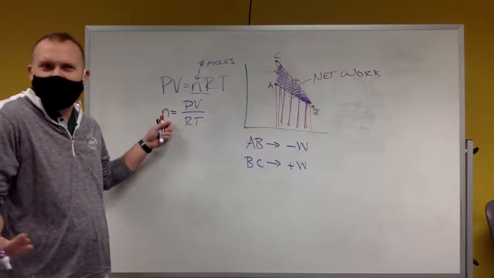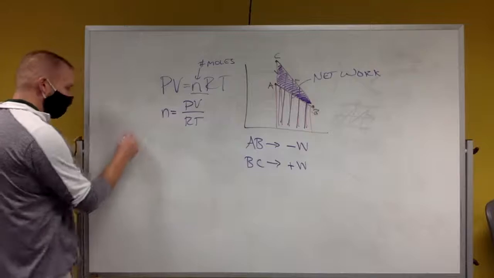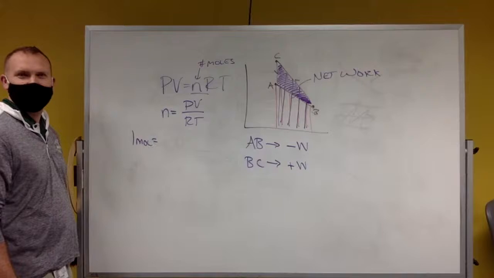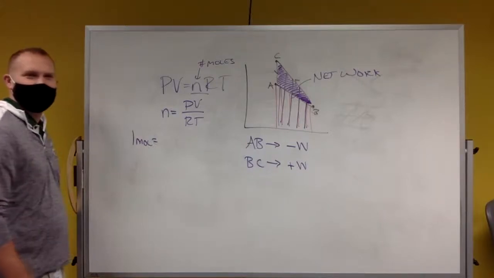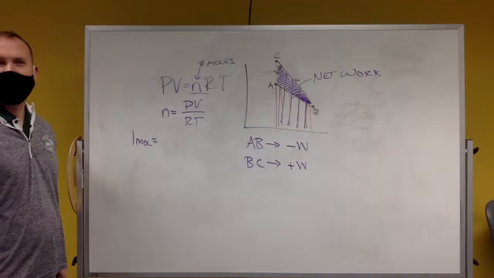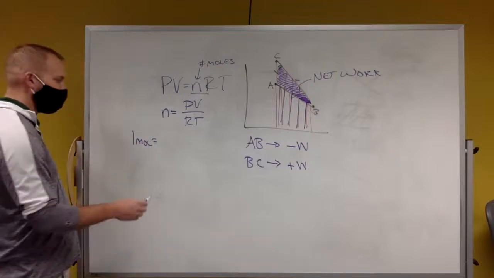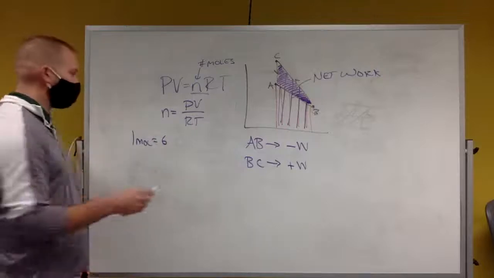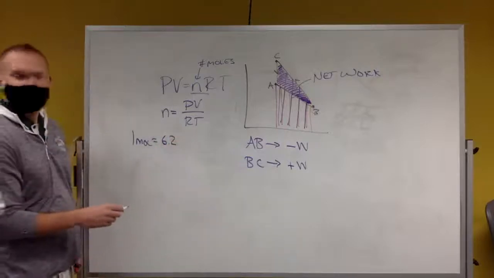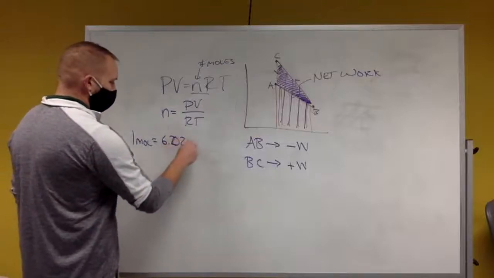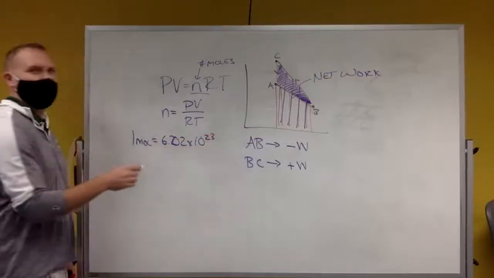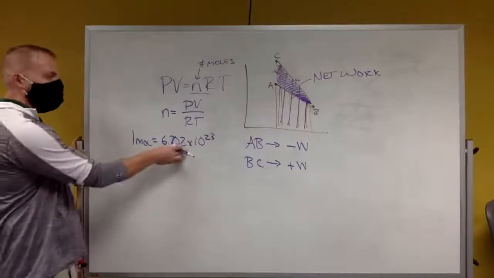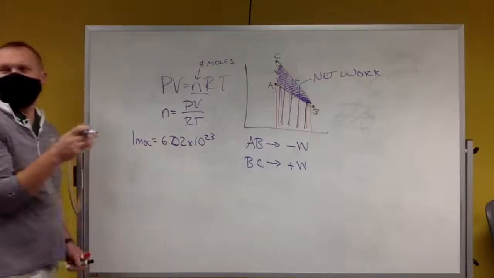What is one mole? Does anybody remember Avogadro's number? It's big. It's like 6.02 times 10 to the 23rd. That's how many particles one mole has. A mole is just a quantity of things.